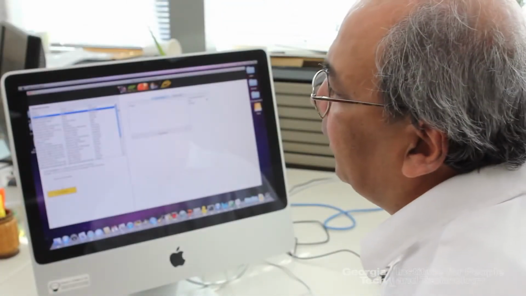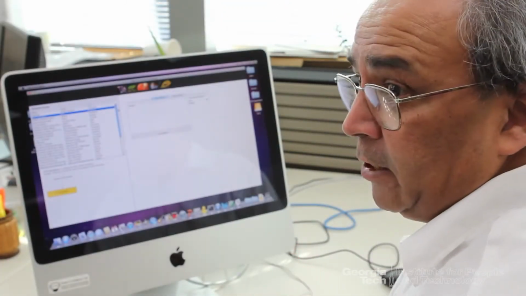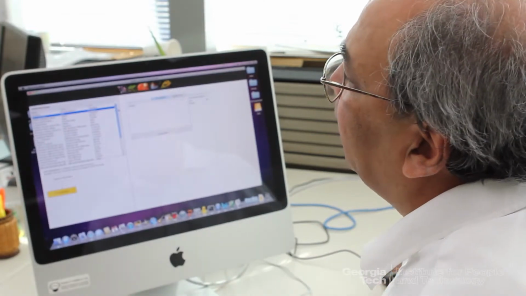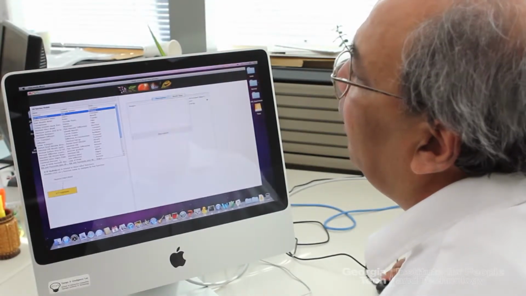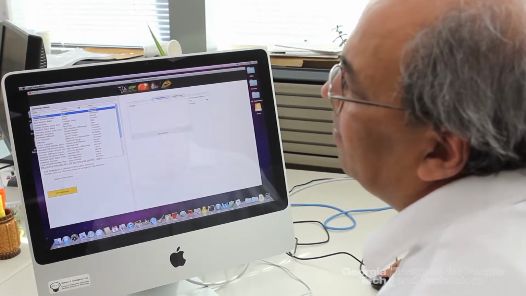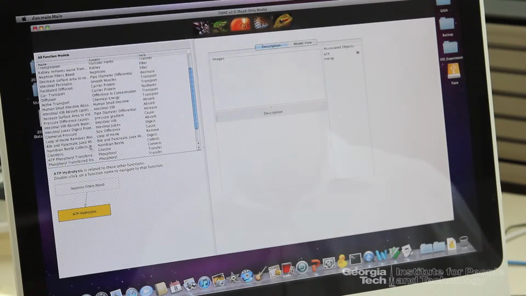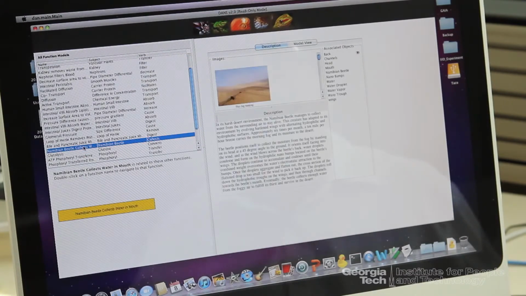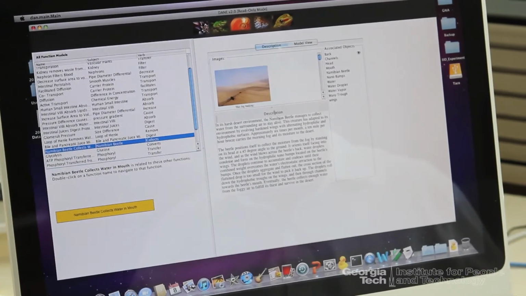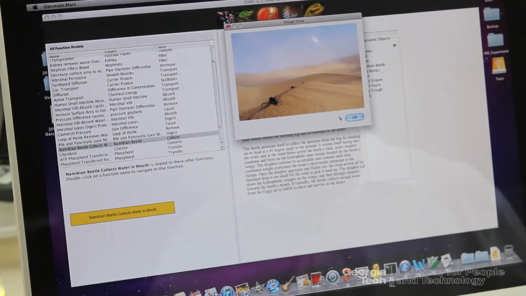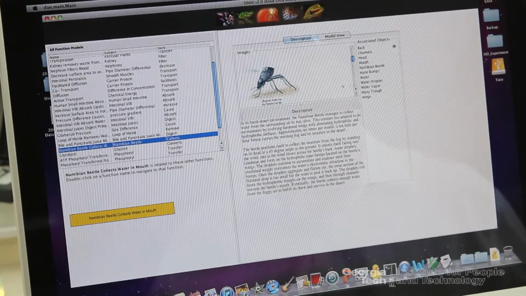So here is the interface to the DANE system. On the left-hand side, over here, is a library of biological systems. This library contains biological systems all the way from the level and scale of ecosystems, which are often kilometer long, to the level of molecular systems, which are much smaller. Consider now the one about the Namibian beetle that lives in the Namibian desert.